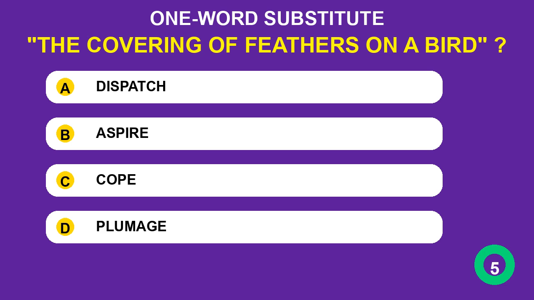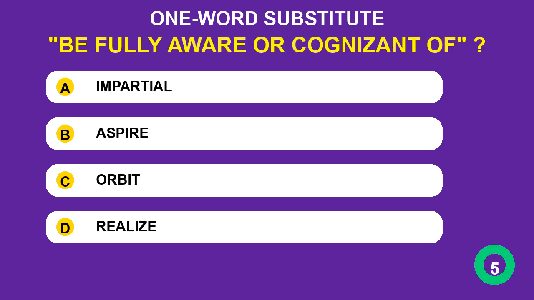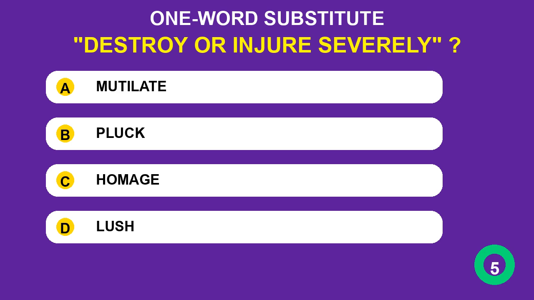What is the one word for, the covering of feathers on a bird? The correct answer is plumage. What is the one word for, be fully aware or cognizant of? The correct answer is realize. What is the one word for, destroy or injure severely? The correct answer is mutilate.